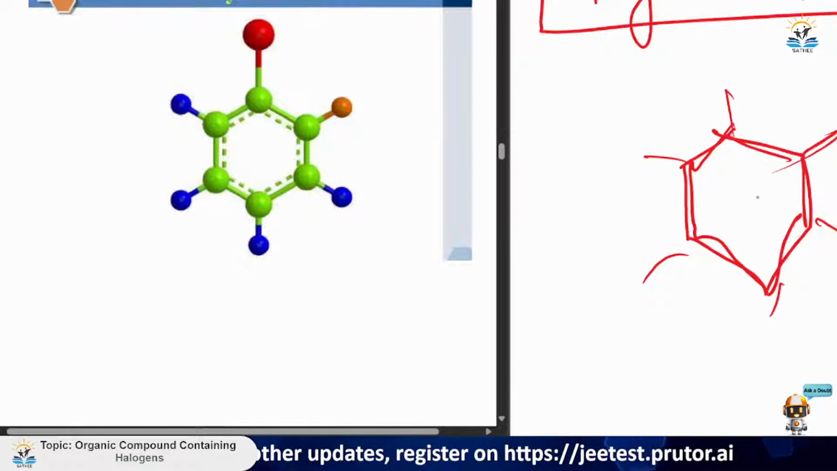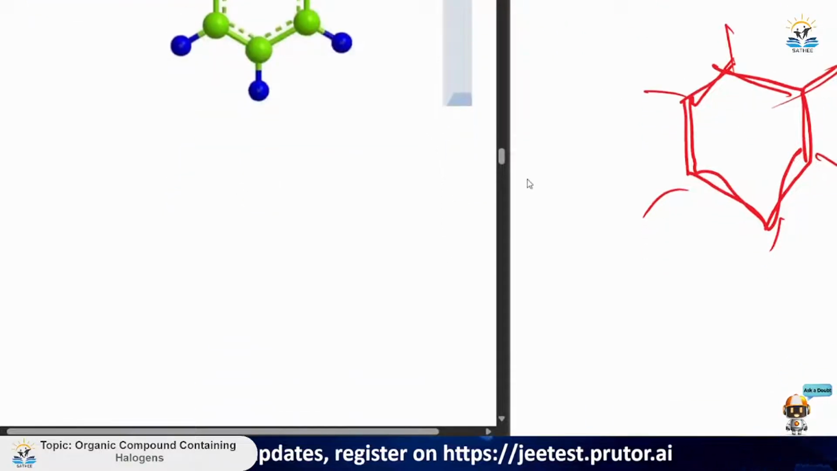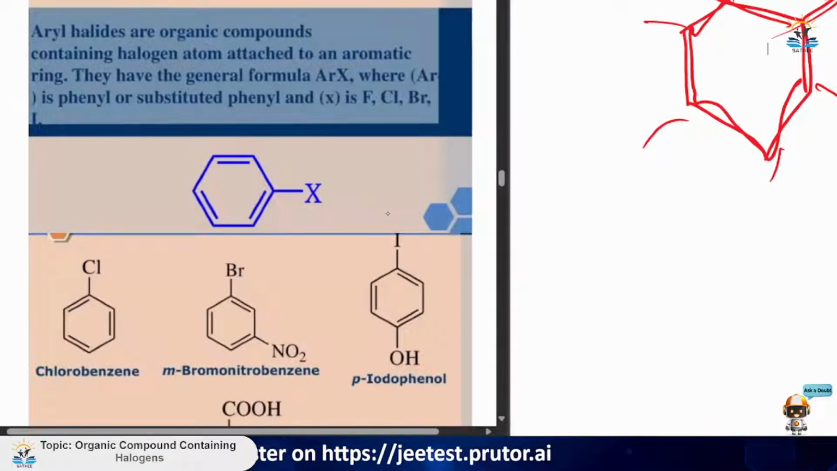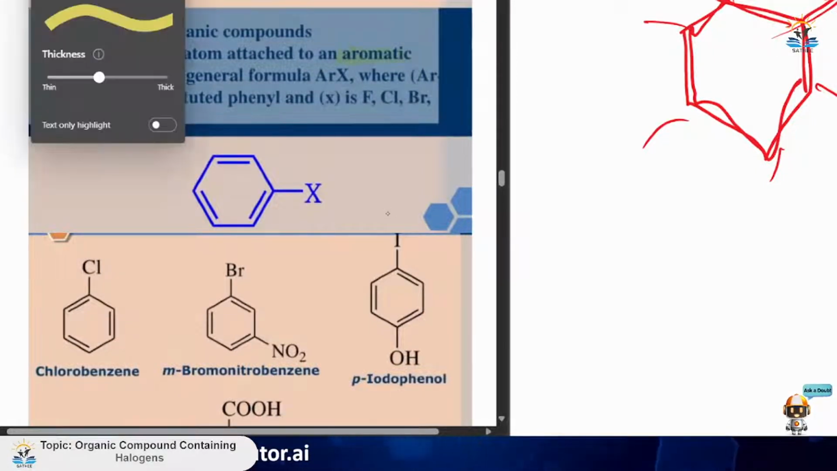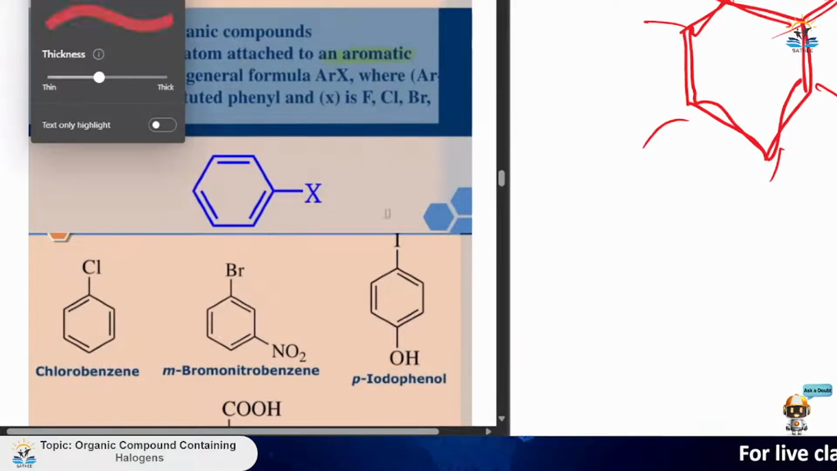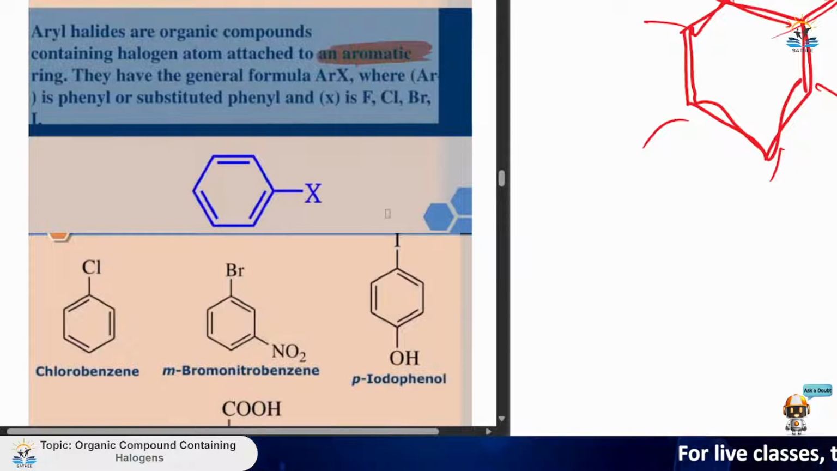So here comes X like that. Now, what are aryl halides? Aryl halides are organic compounds containing a halogen attached to an aromatic ring. This is the main idea of aryl halides. Halogen attached to an aromatic ring. You need to focus on that part.